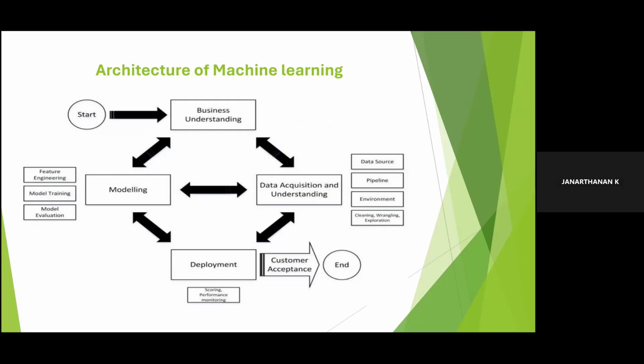So a constant checking, or a drift kind of thing, has to be injected in order to assess the model at every cost of time. So then the customer acceptance, and then it comes to an end. So this is the basic life cycle of machine learning.